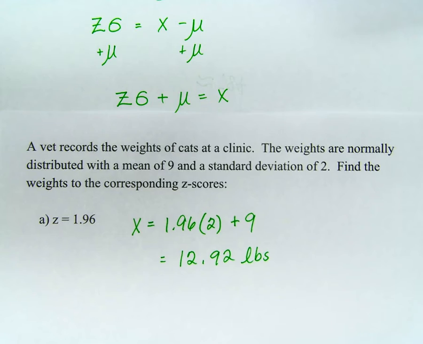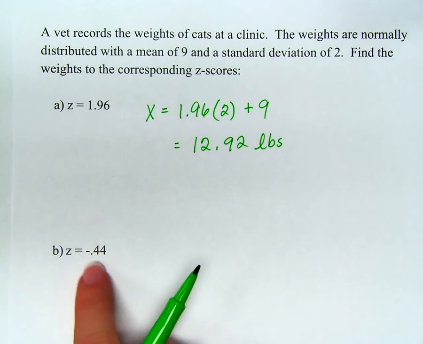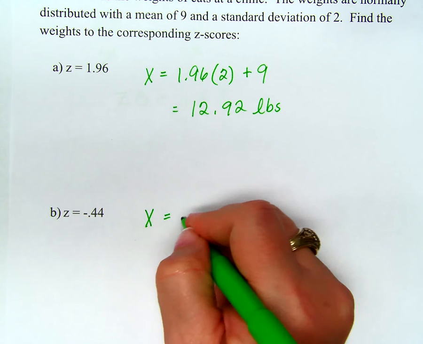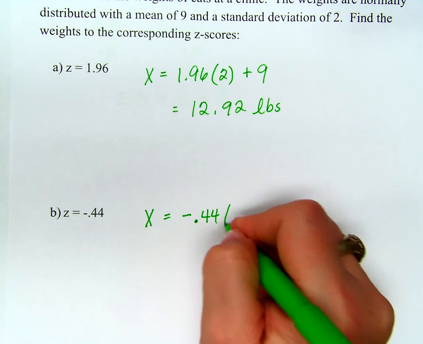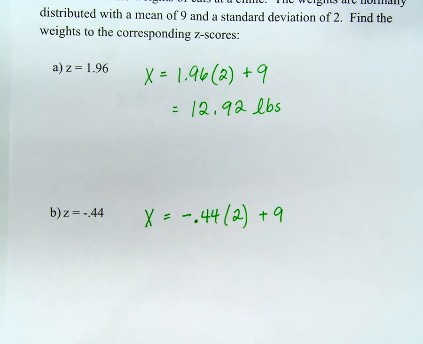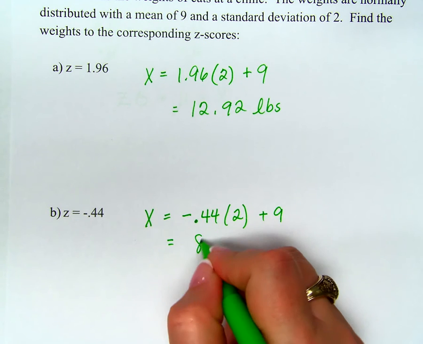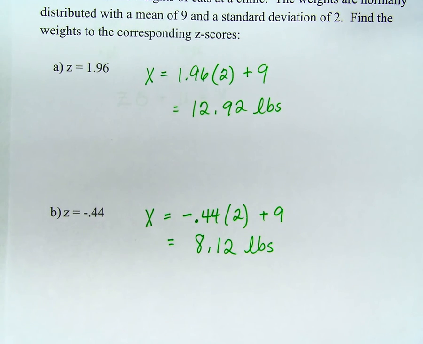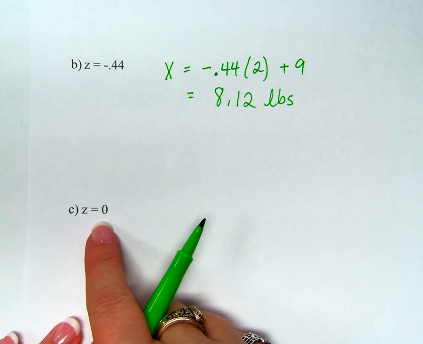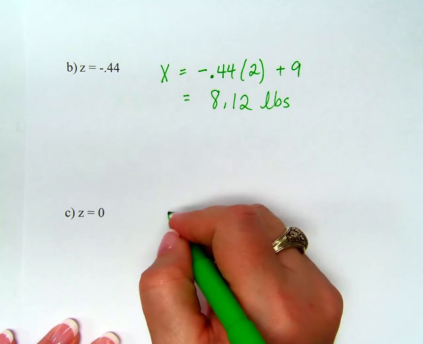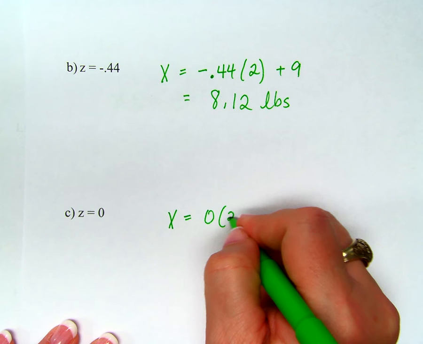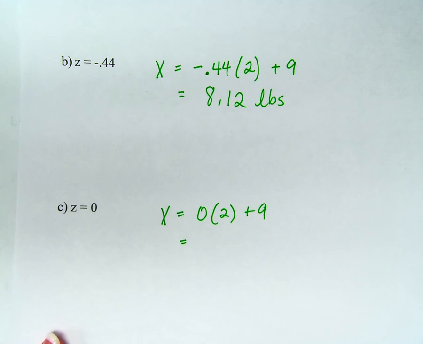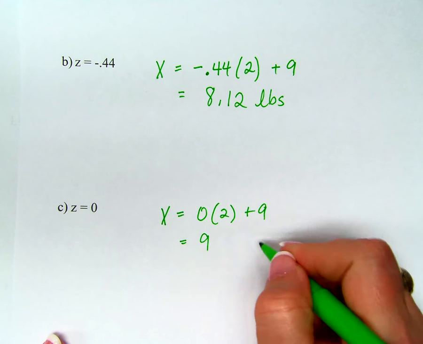You okay with that? What happens if my z-score is negative 0.44? Well, x would equal the z-score times the standard deviation plus the mean. Calculation, 8.12 pounds. What if my z-score is 0? X equals 0 times 2 plus 9. You don't need me to do the calculation this time, right? 9 pounds.